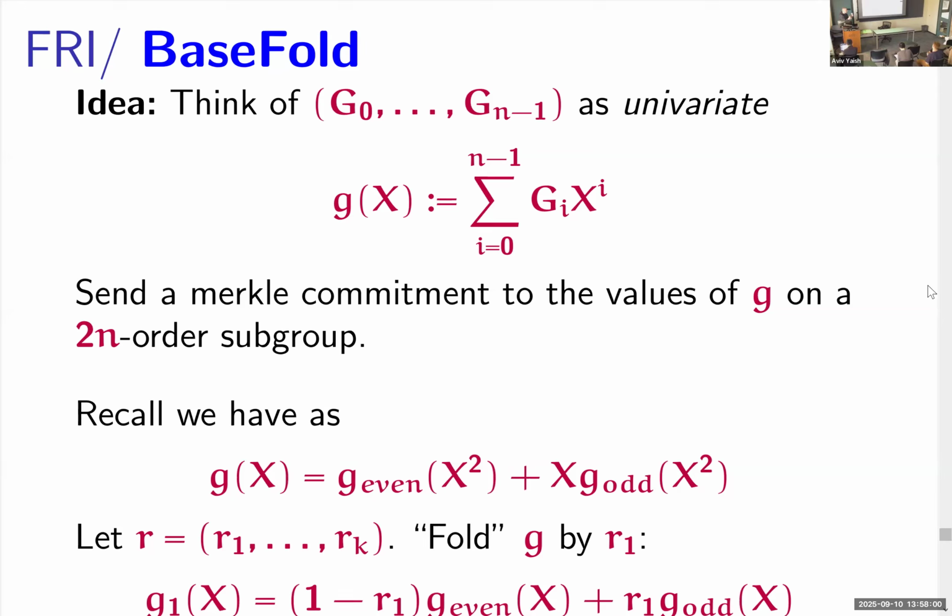And now let's look at the following. This is a key component of the FRI protocol, and part of the basefold protocol. We had our evaluation point that we wanted to evaluate the multilinear at, R. Let's call it R1 to RK. And let's look at the following fold operation. We want to fold G and get a univariate of half the degree. So to fold G by R1, we look at this polynomial: 1 minus R1 times G even plus R1 times G odd.